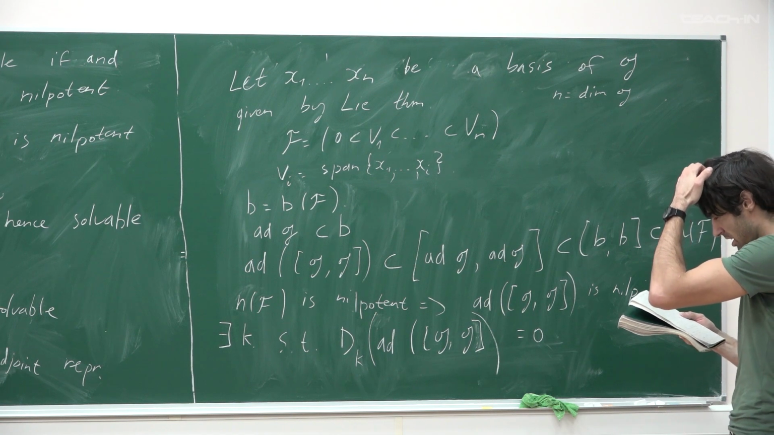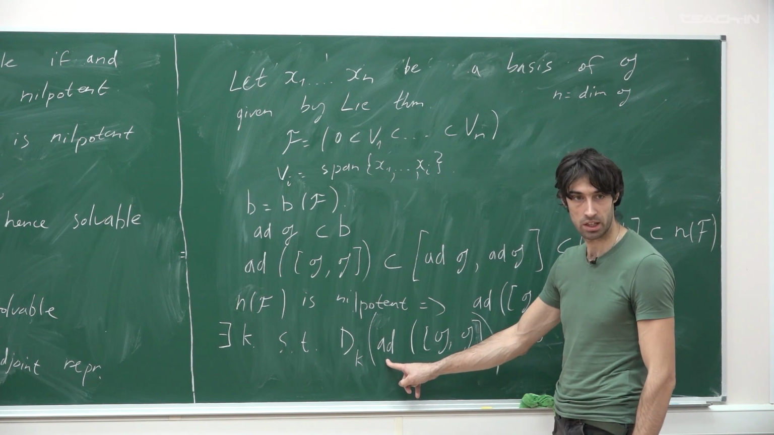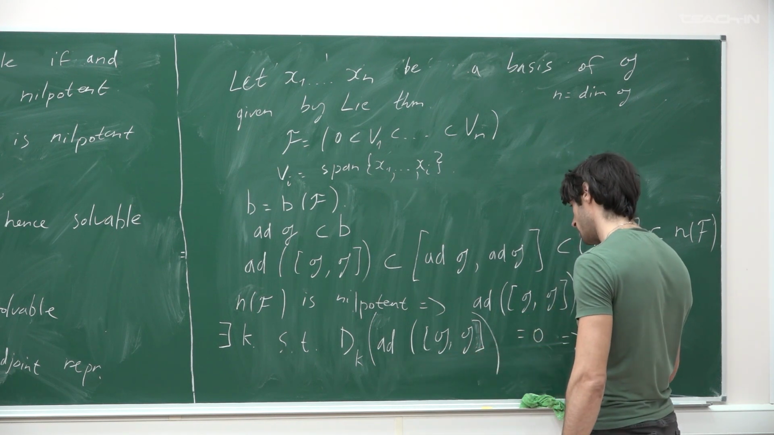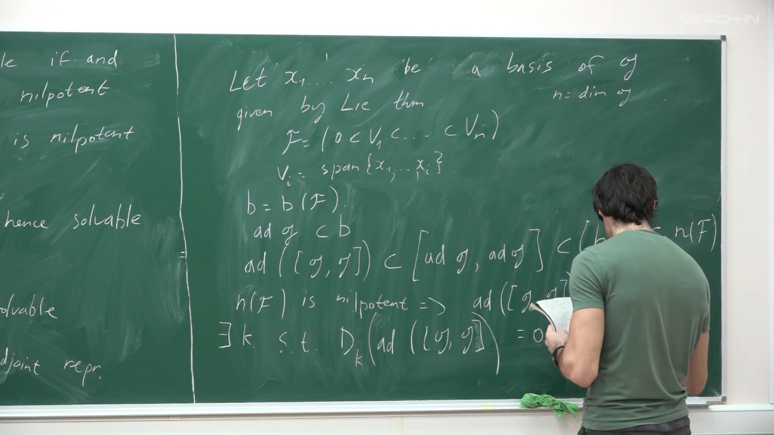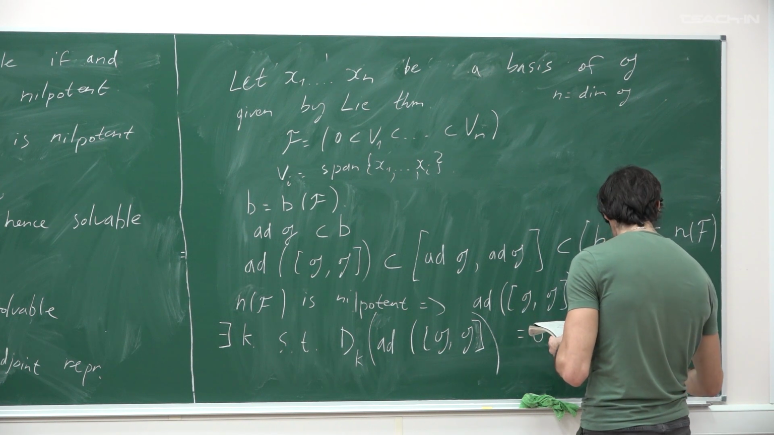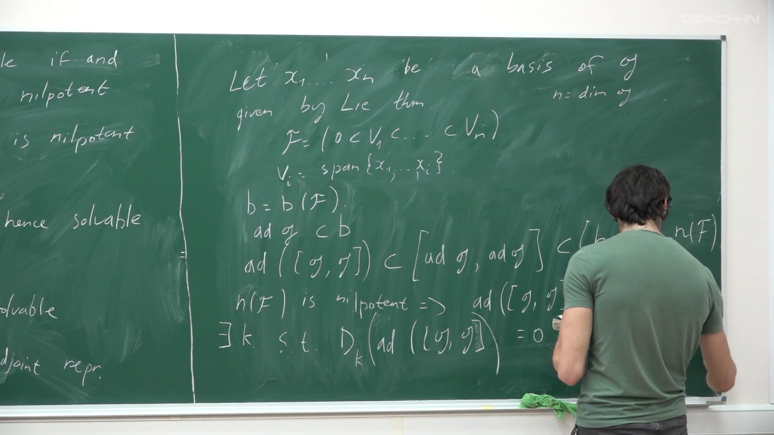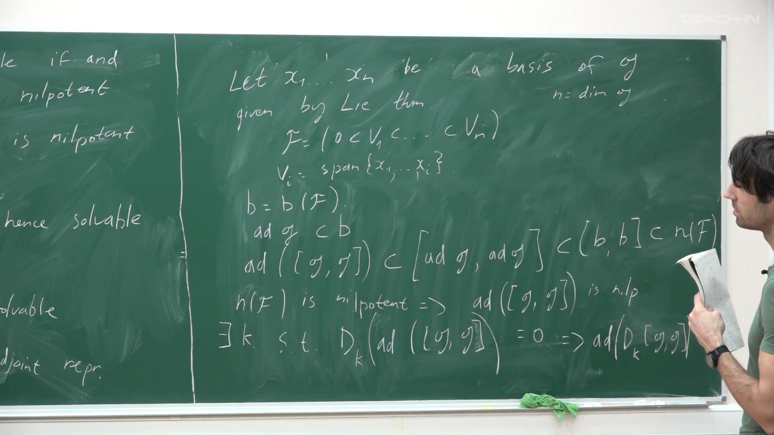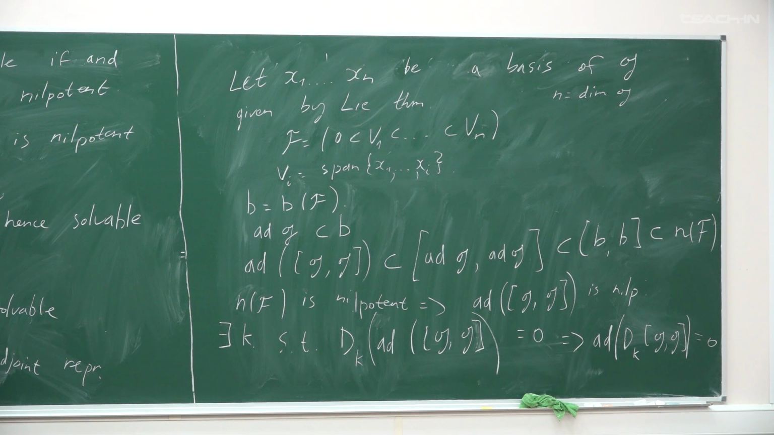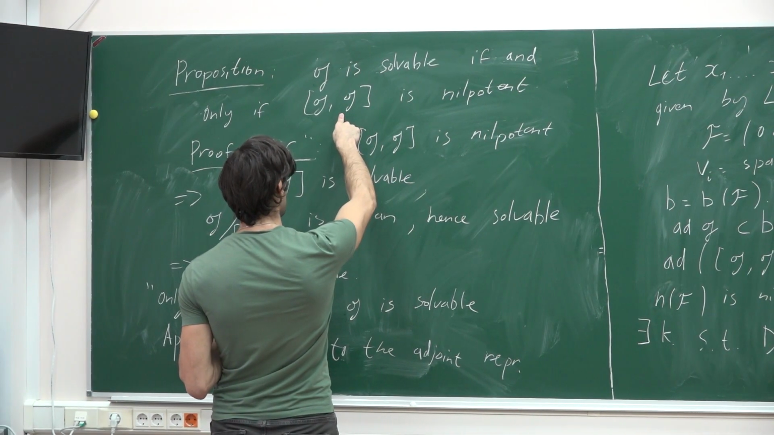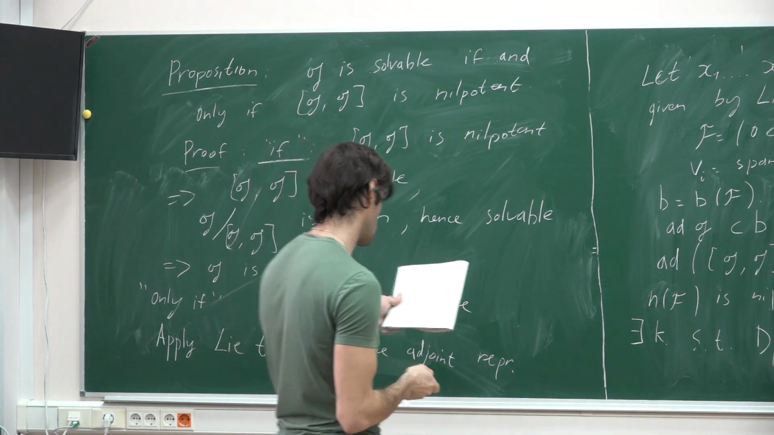On the other hand, again, I am using that ad respects bracket. So therefore, ad of d_k of g is 0. What am I proving? So let's recall. I am proving that this is nilpotent. So I assume that G is solvable. I'm proving that G comma G is nilpotent.